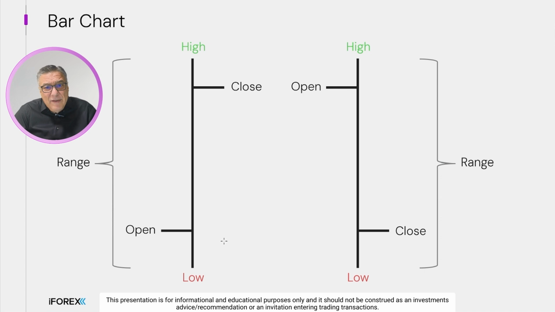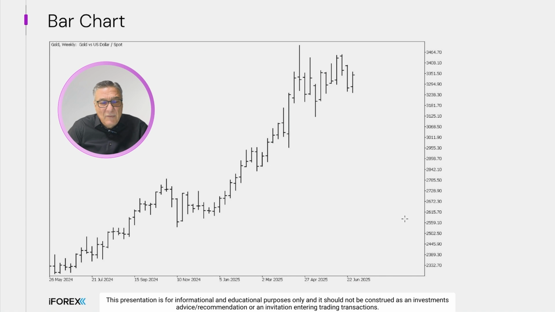We can talk about the range as well of the bar, of the session, and what the range is all about is actually the distance between the high and the low price. It doesn't really matter the location of the open and the close. What matters is the high and the low price during that session. The difference between the high and the low is the range. And of course, the bars appear on your trading platform, on your price chart, like this.